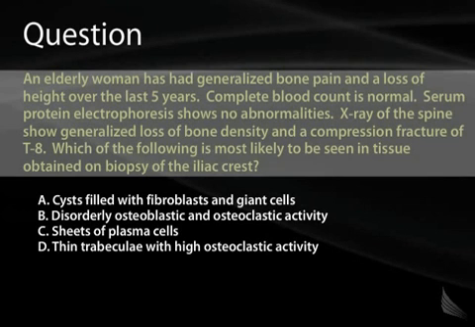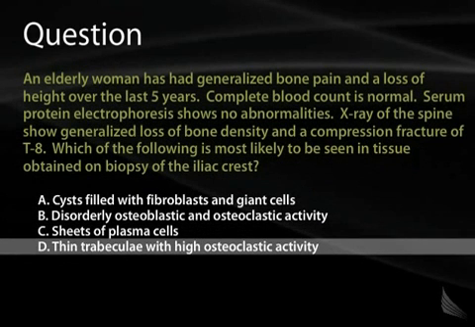So first of all, the diagnosis here is osteoporosis. And the clues are the loss of height and compression fracture, which is very typical of osteoporosis, and the most common and most quantitative finding is really the generalized loss of bone density. So she clearly has osteoporosis, and the underlying pathophysiological feature of osteoporosis is thin trabeculae with high osteoclastic activity, which is number D. So the correct answer is D, thin trabeculae with high osteoclastic activity, a hallmark feature of osteoporosis.